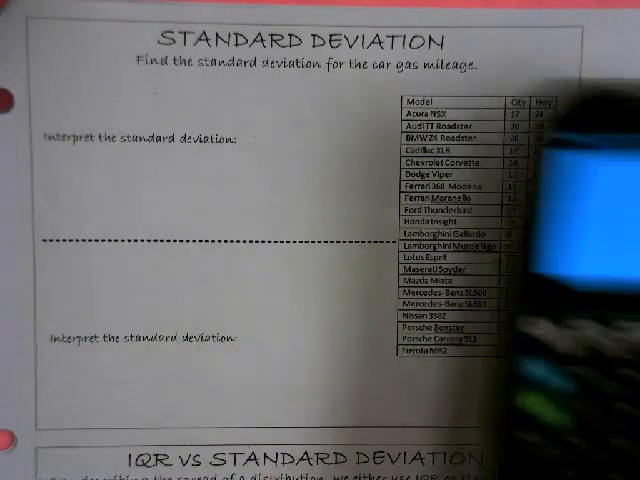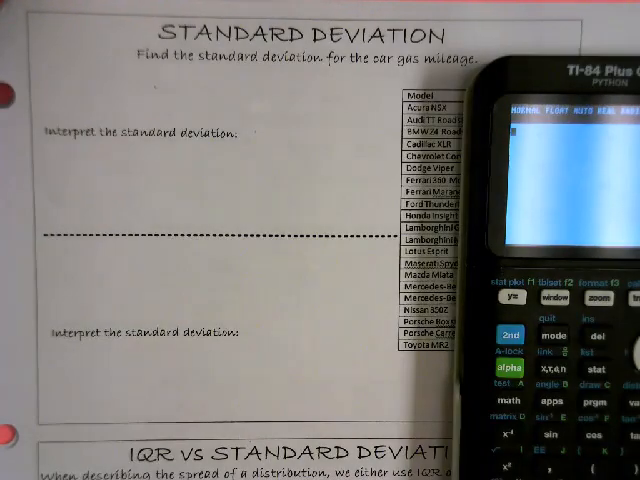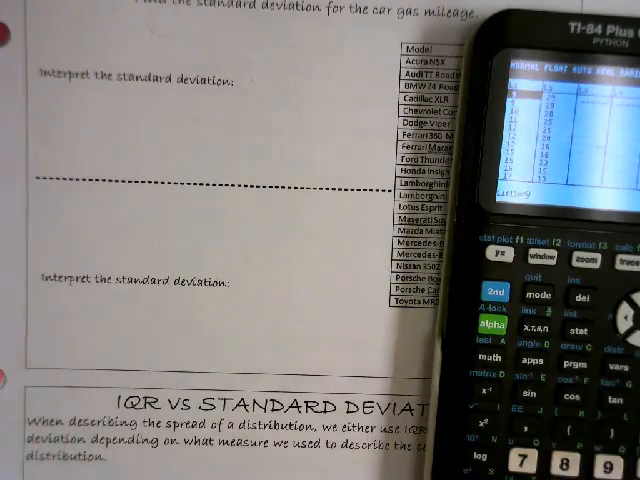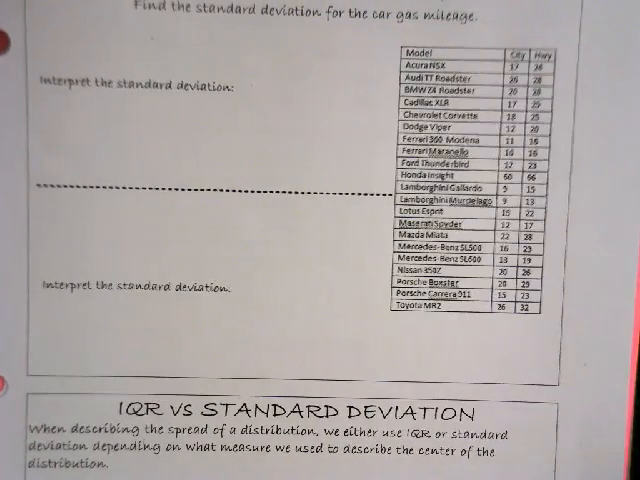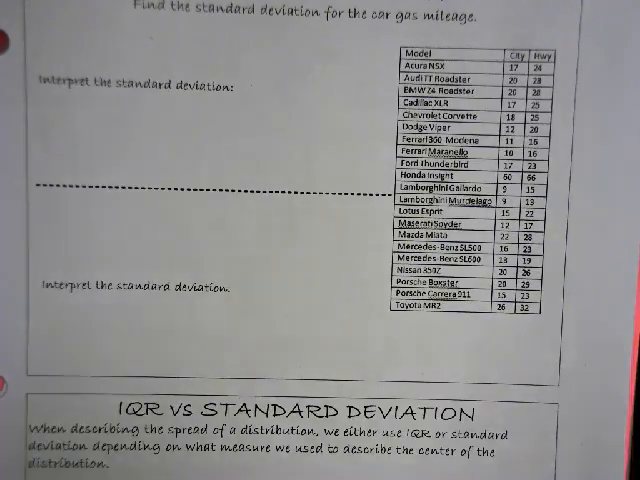We're gonna find standard deviation. We're going back to the mileage data. You might have cleared some of it out, you might not have, but it's good practice to put another list in there and clear a list out. So, stat, edit. You still have them in there for me. If you don't have the gas mileage in your lists, get them in there, please. City should be in list 1, highway in list 2.